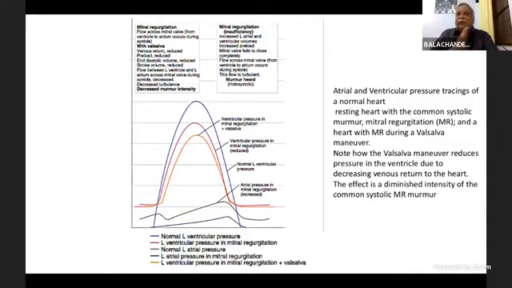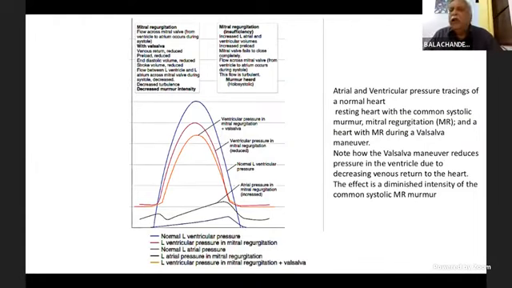Now, what happens in mitral regurgitation, when there is the flow across the mitral valve from the ventricle to the atrium during systole? What happens with Valsalva? The venous return is reduced, the preload reduced, and diastolic volume reduced, stroke volume reduced. Flow between the left ventricle and left atrium across the mitral valve during systole is decreased. So there is a decreased murmur intensity with Valsalva.